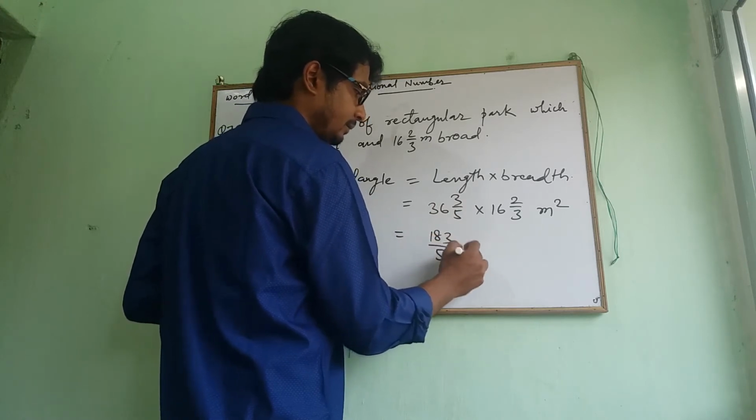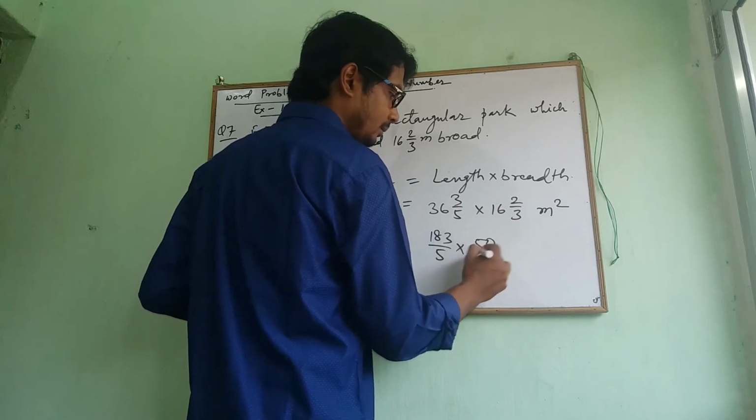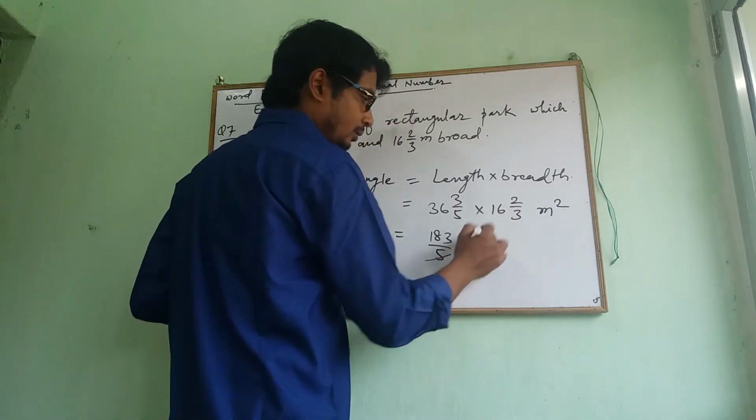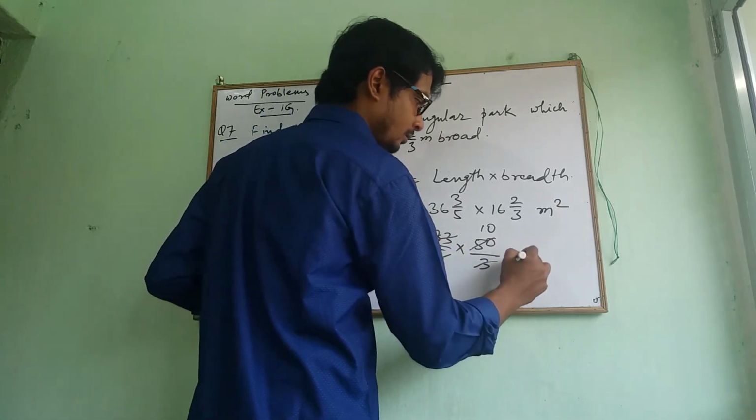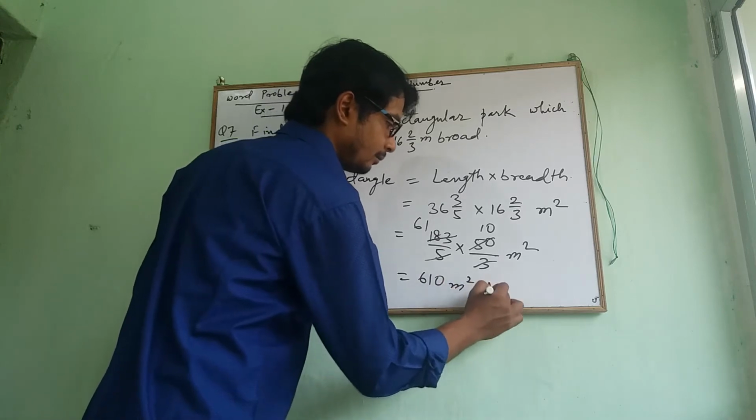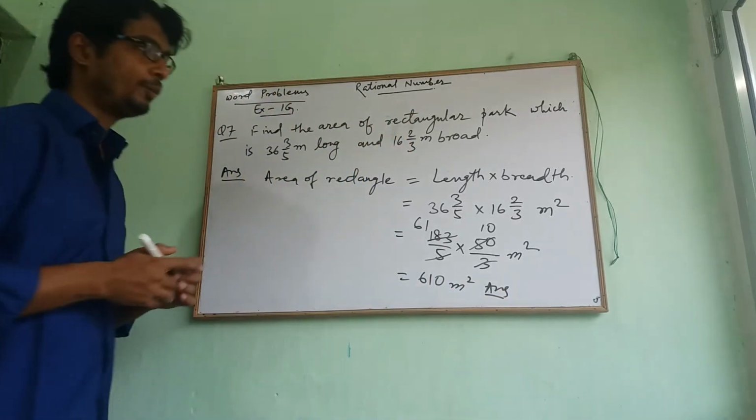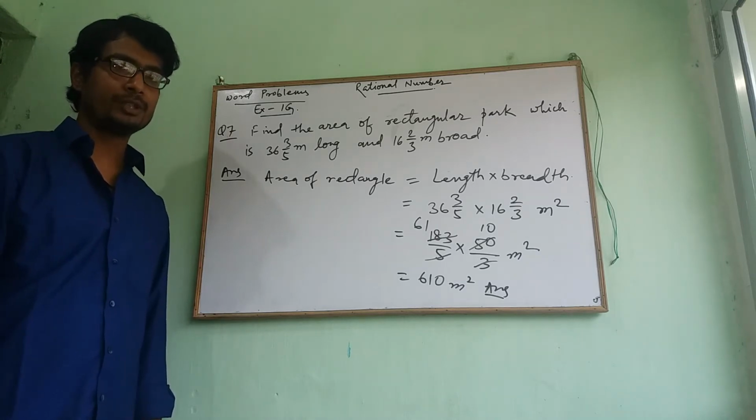So this becomes 183 by 5 multiplied by, this becomes 50 by 3. So the answer will be 610 meter square. I hope that you have understood the question. Now let's move on to our next question.